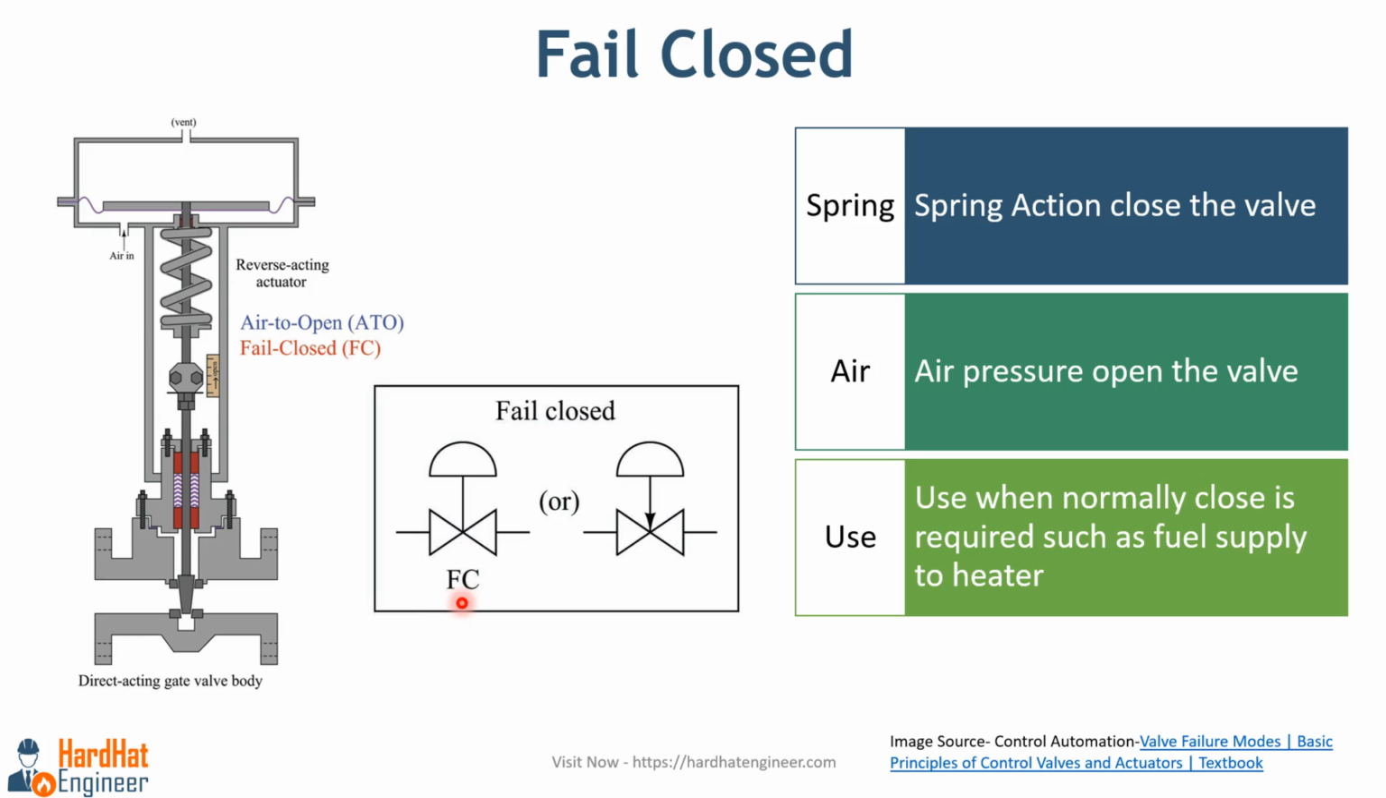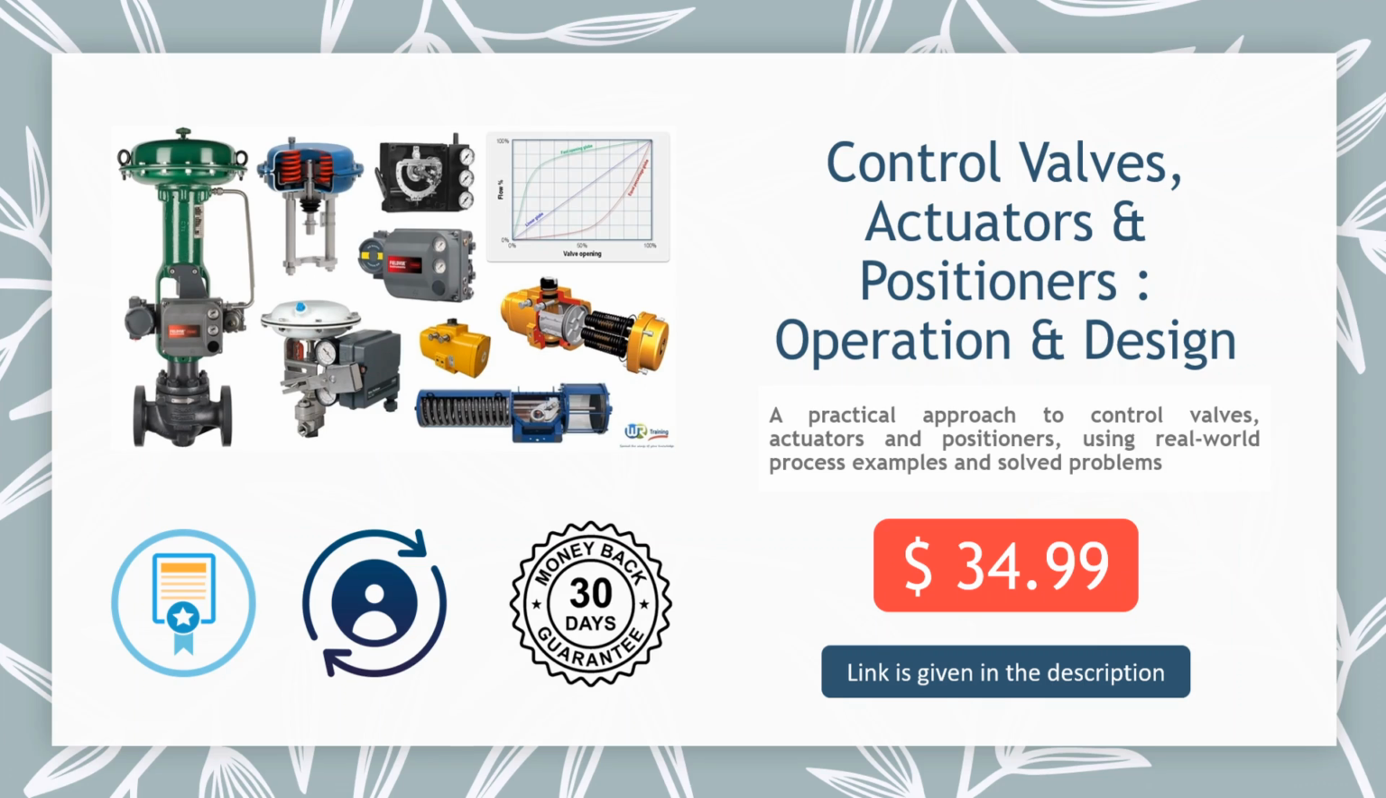The letters below the valve indicate its position during power or signal failure. Here, when you supply air, it pushes the spring and opens the valve. So, when there is a loss of signal or power, the spring will push the stem and close the valve. This type of valve is used when it's critical to stop the flow in the event of system failure, such as in fuel supply to heaters or hazardous liquid control systems.